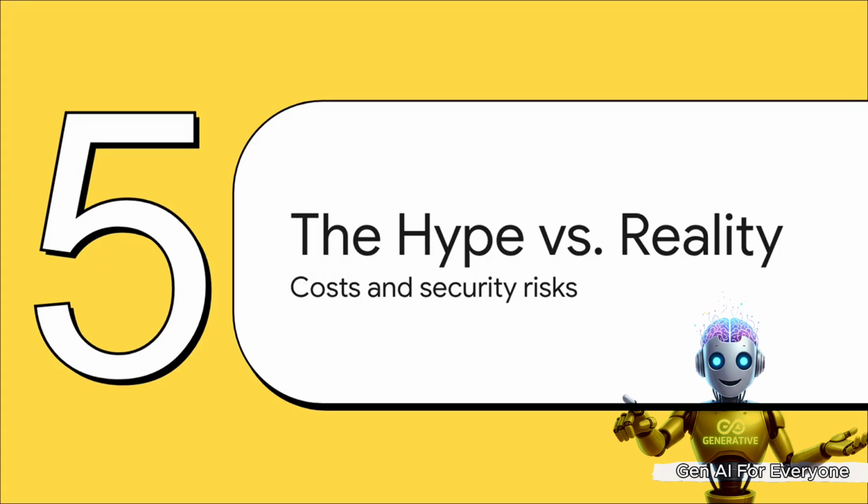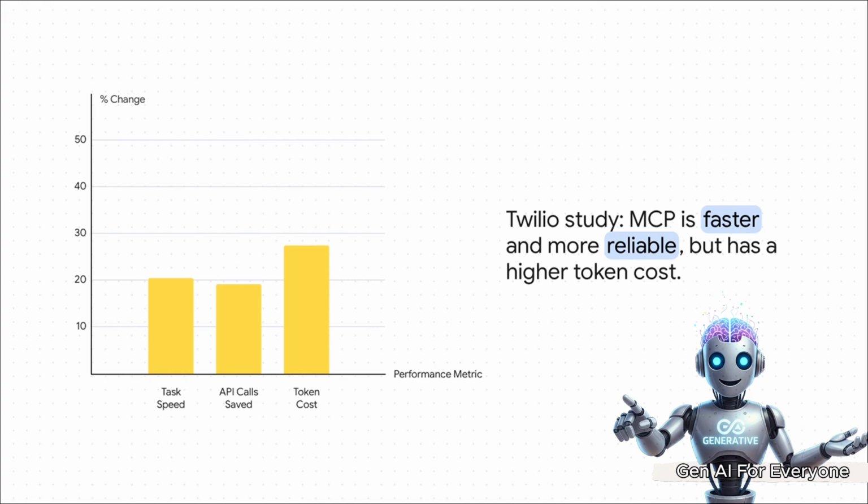But while the potential here is absolutely huge, we've got to be clear-eyed about the trade-offs. This incredible new power comes with new costs and, maybe more importantly, brand new risks that we really need to wrap our heads around. A real-world study by Twilio found this fascinating trade-off. Using MCP was over 20% faster and way more reliable. It had a 100% success rate. But that performance came at a cost. It used almost 28% more tokens. Now, you can think of tokens as the computational fuel the AI burns to think. So the bottom line is MCP is faster and better, but it's also more expensive to run.